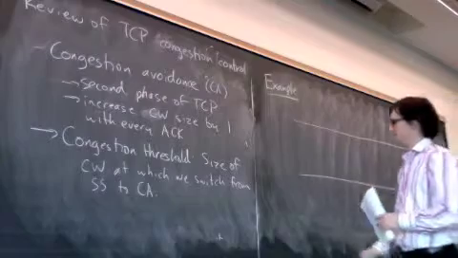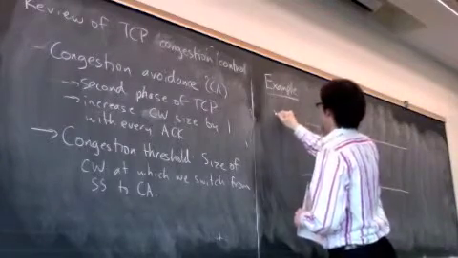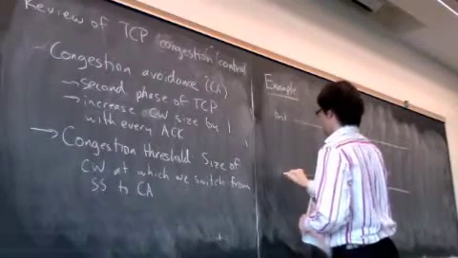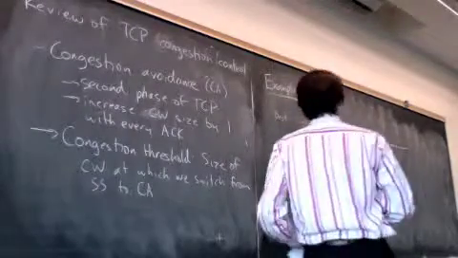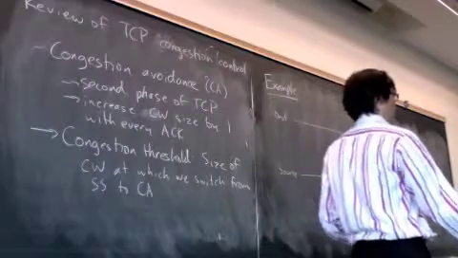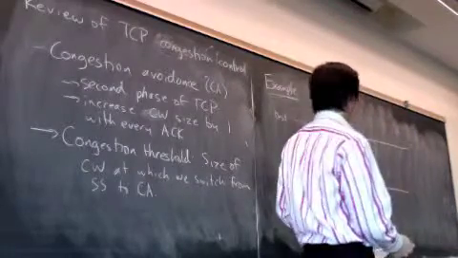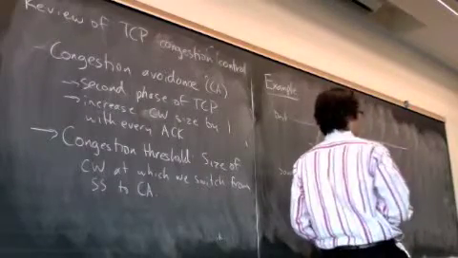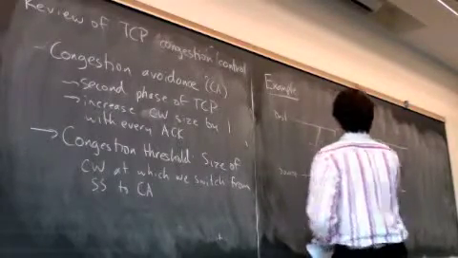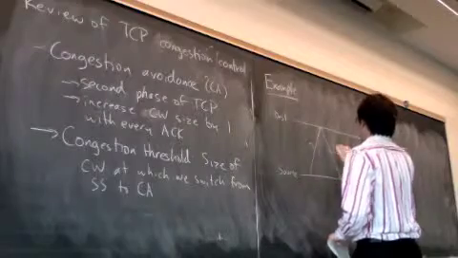But here's what we do. So here's the destination, and here's the source. So the link comes up. We start in slow start. We have one packet. One packet is released. Data goes to the destination, and the acknowledgement comes back.